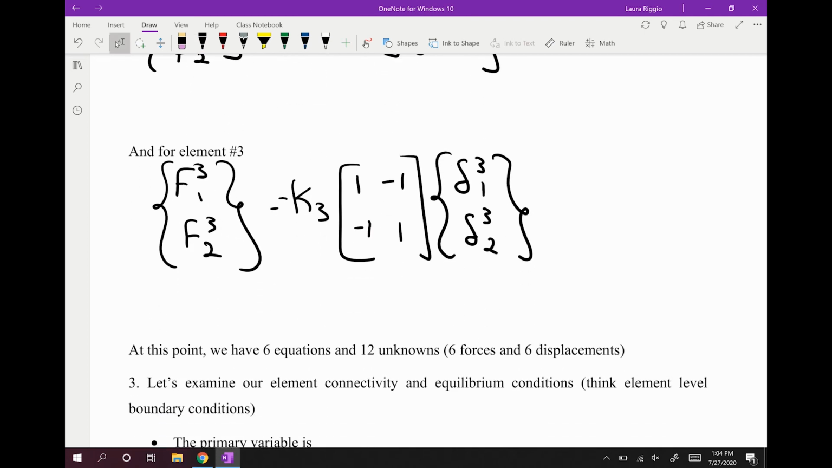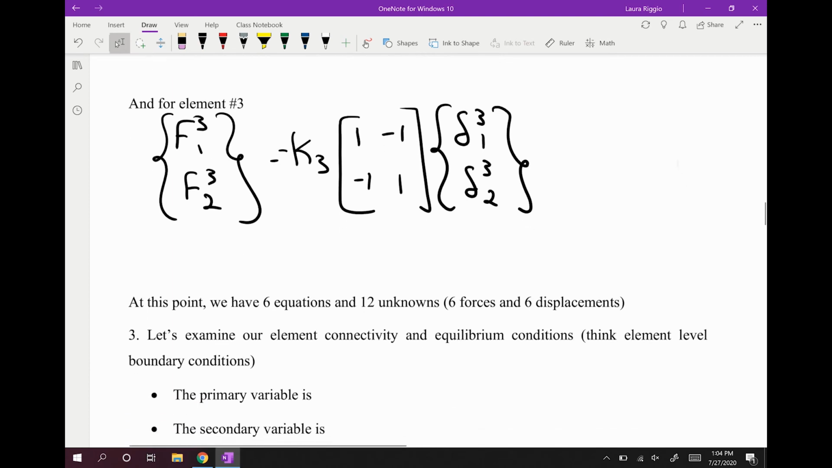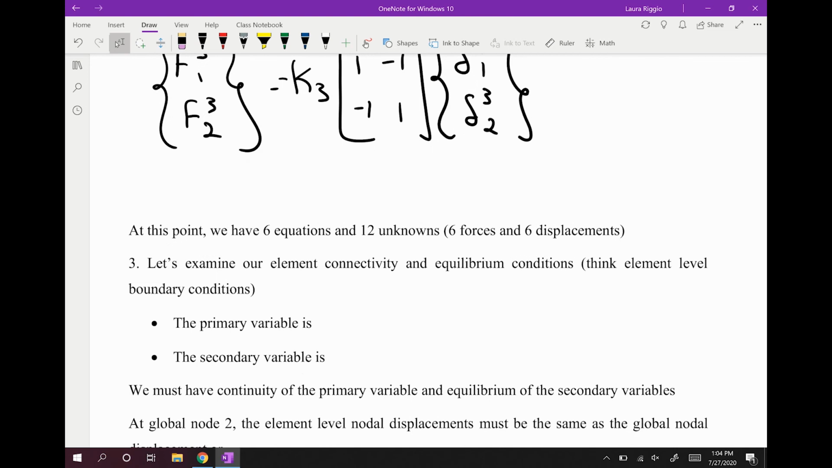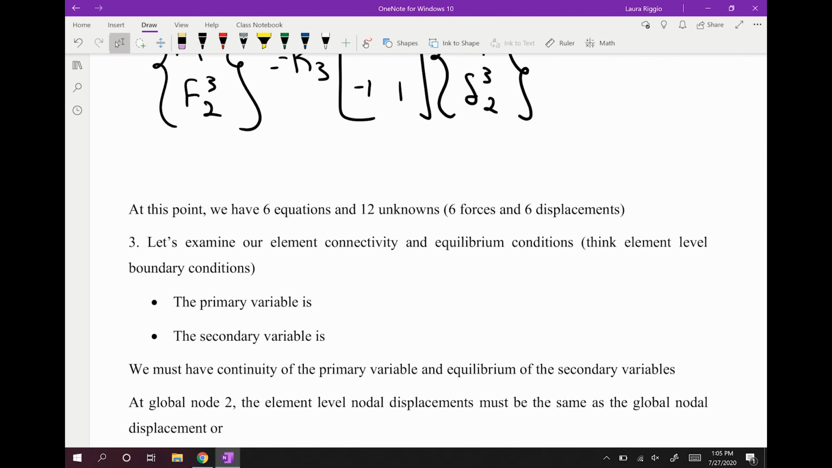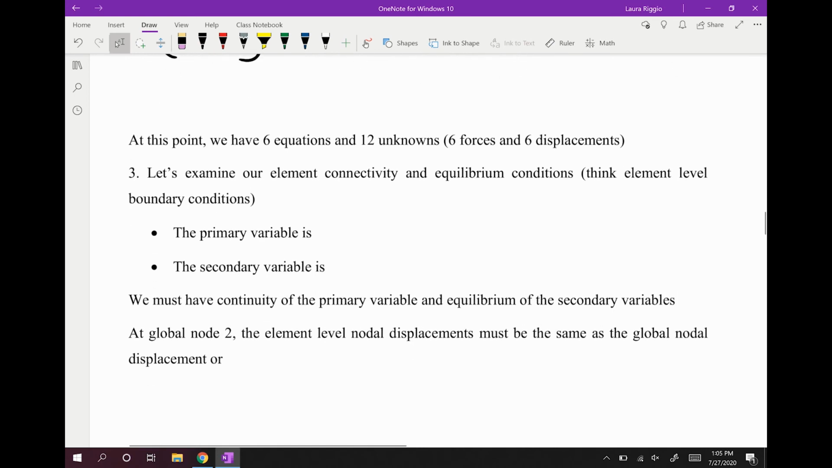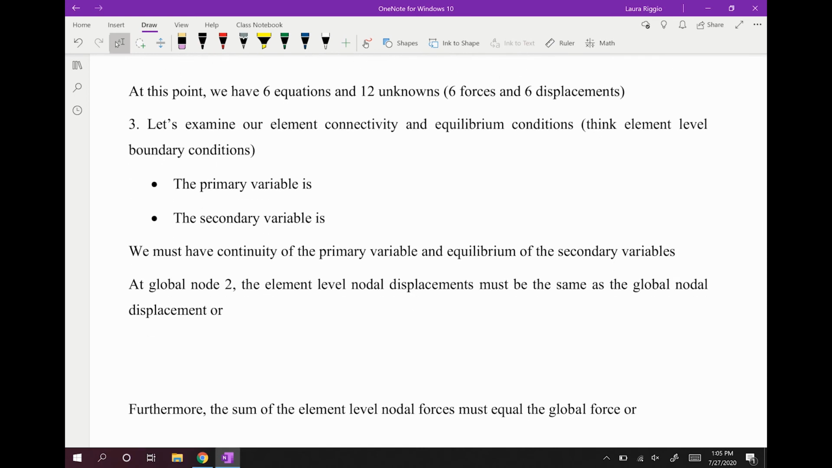So from the local level, we have 6 equations, 2 for each one of our springs, and we have 12 unknowns, the 6 forces and 6 displacements. So at this point, we can't solve the system. What we're going to do now is look at how to get rid of some of the unknowns that we have through boundary conditions and how things are connected by examining the system on the global level.